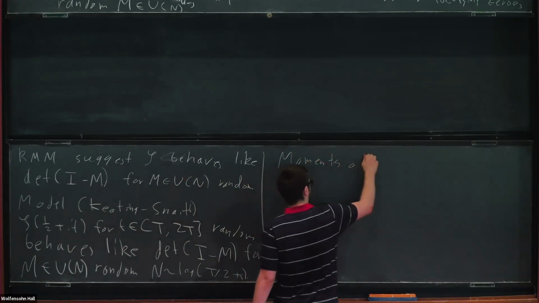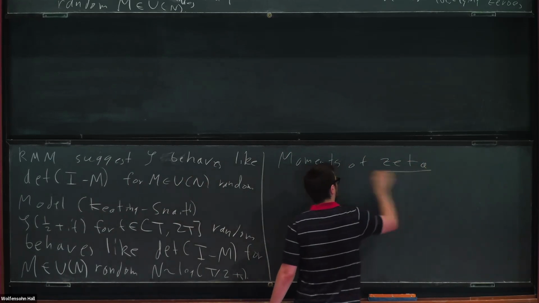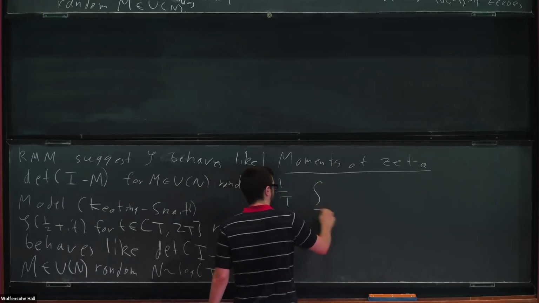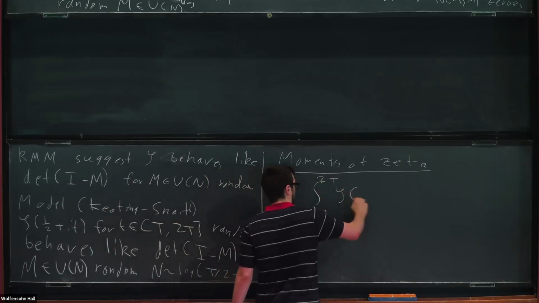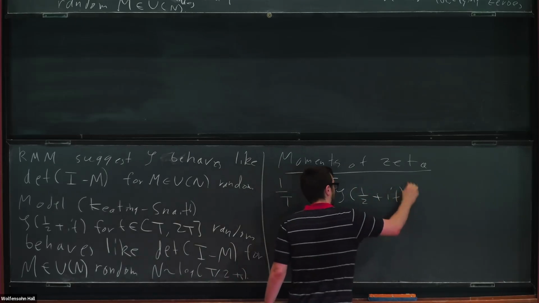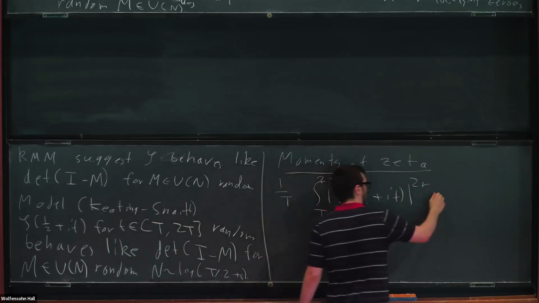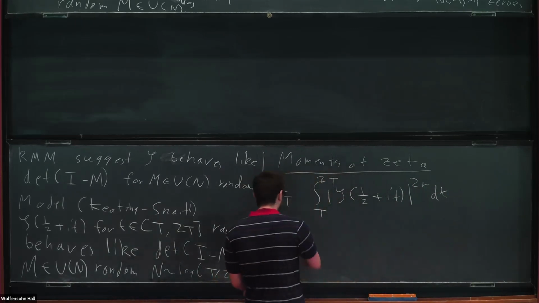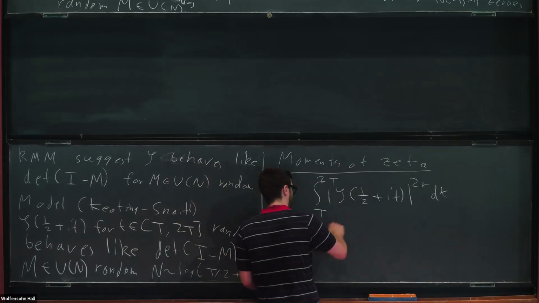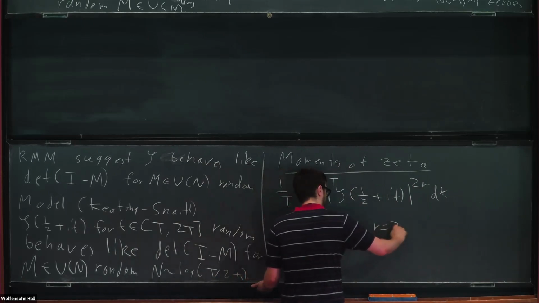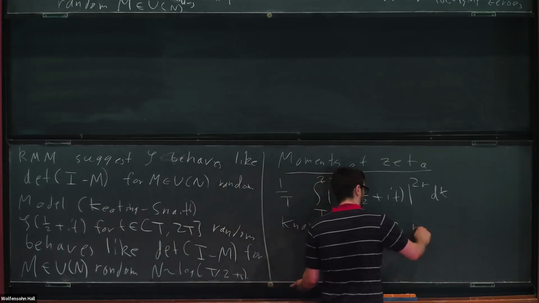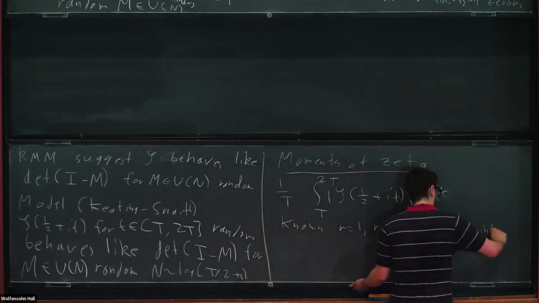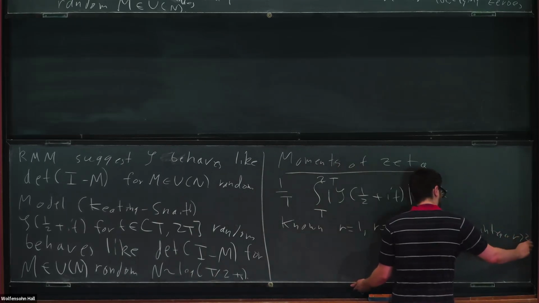You would hope that if we could understand the distribution of zeta, we could understand its moments. What are the moments? This is 1 over t times the integral from t to 2t of the absolute value of zeta of 1/2 plus it, raised to the power 2r, dt. These are known for r equal to 1 and r equal to 2, and not known for integer r greater than 2.